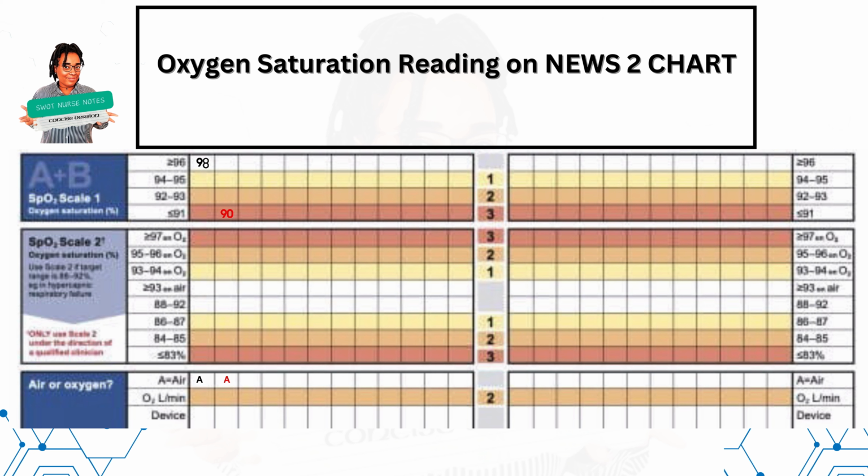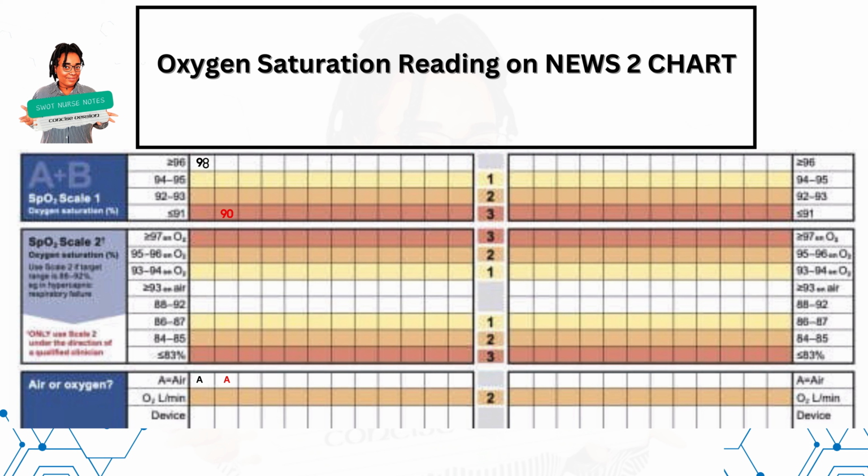Where would you write this? Look for the section on the chart that states air or oxygen. Write the letter A, as seen on the chart in black below the reading column of the 98 that was previously written. Ensure that you always write in the same column as the previous reading.